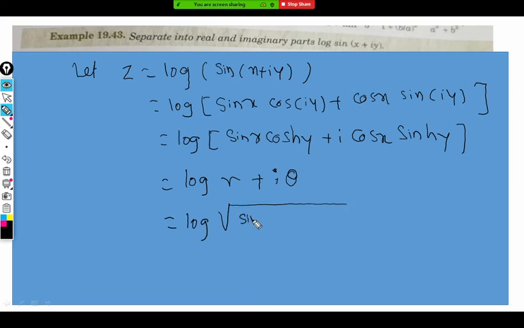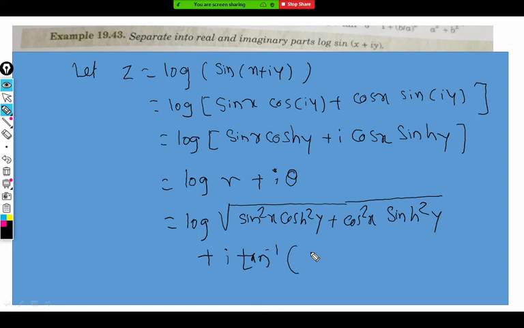That is sine square x cos hyperbolic square y, and this is x square plus y square, so cos square x into sine hyperbolic square y. So this is log r plus i theta. Theta I will write as tan inverse of y by x, so here it is y upon x. You can write it as cos x sinh y divided by sin x cosh y.